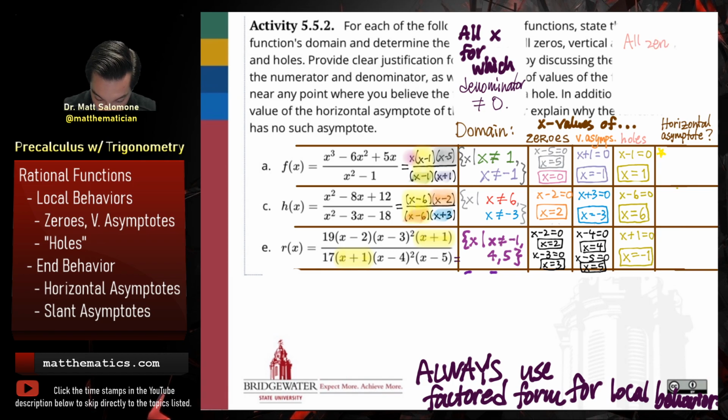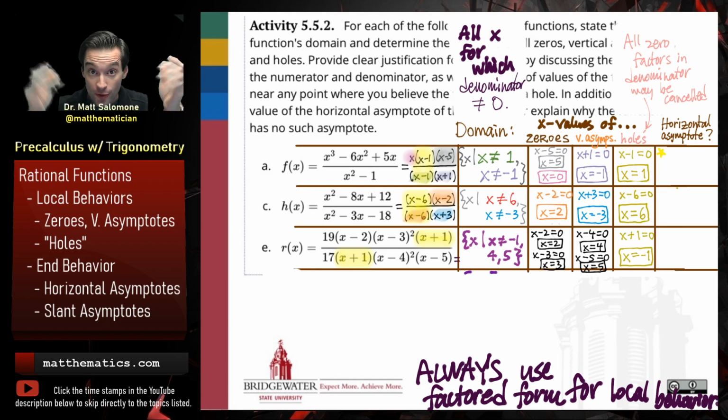All these factors in the denominator may be canceled because there is an equal or greater number of the same factor in the numerator. So that's how we know that we get a hole, as opposed to a vertical asymptote. So the holes are usually what I look for first, because once we've identified the holes, we can go ahead and cancel. We can reduce our fractions as much as we wish, because then the questions of vertical asymptotes and zeros are much easier to answer.